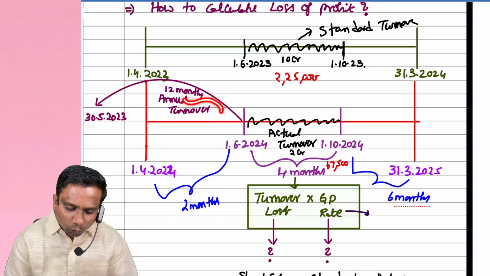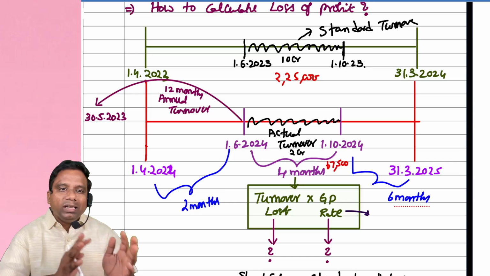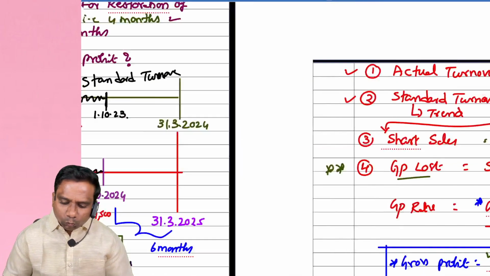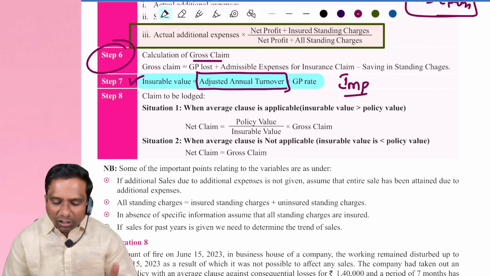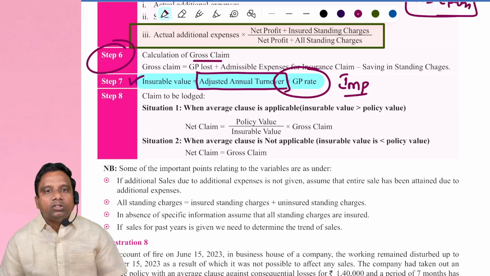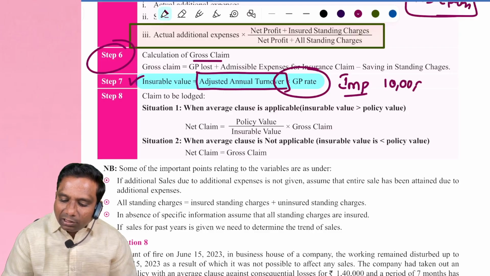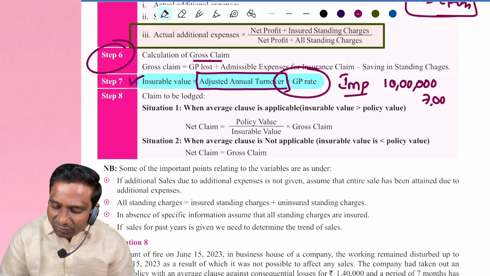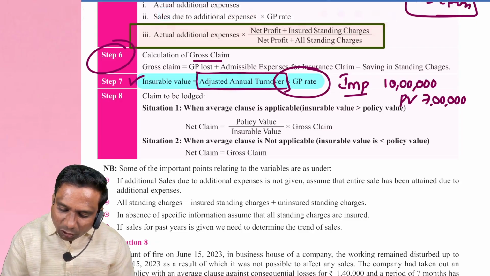So annual turnover is the turnover preceding 12 months from the date of fire, into GP rate. Whatever the GP rate we have calculated, same GP rate. So this is the insurable value. Let us say the insurable value is 10 lakhs, but we have taken policy for 7 lakhs. What is the policy value? 7 lakhs.